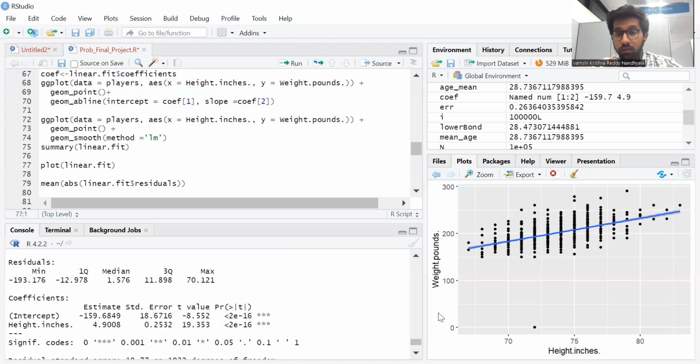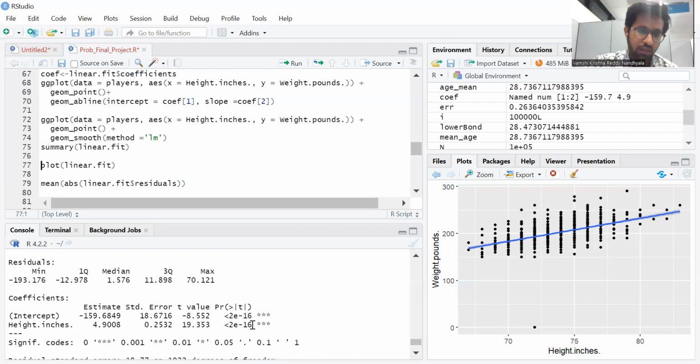It is never going to happen that minus 159 is anything but a useless value. We can't get anything useful out of it. And height is in inches, as I said. So what is this probability greater than t? This probability greater than t gives us the information of hypothesis testing again. So for height in inches, the hypothesis testing is at 0.